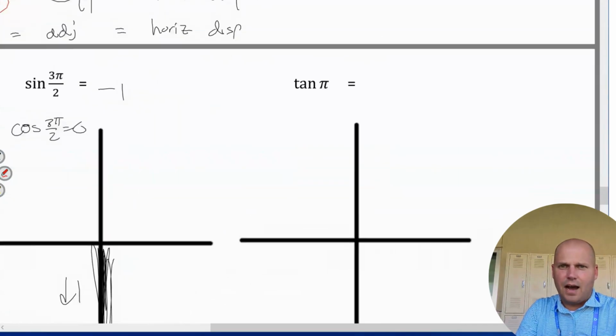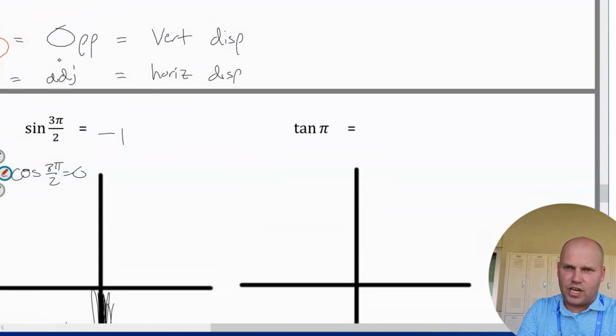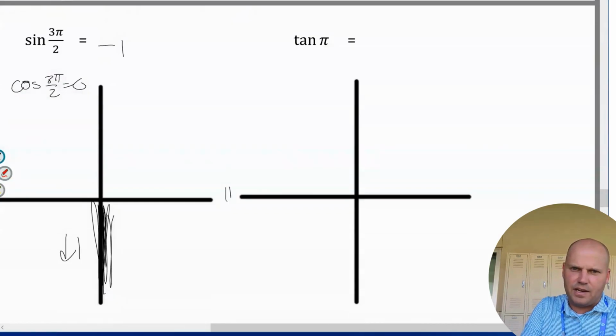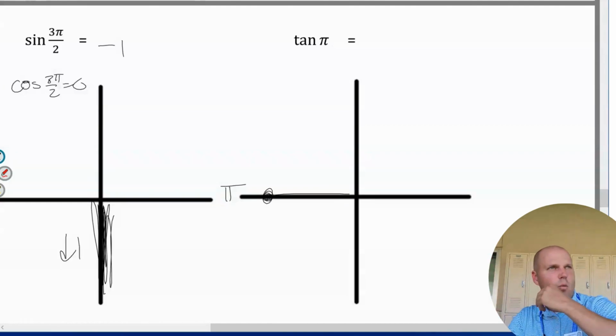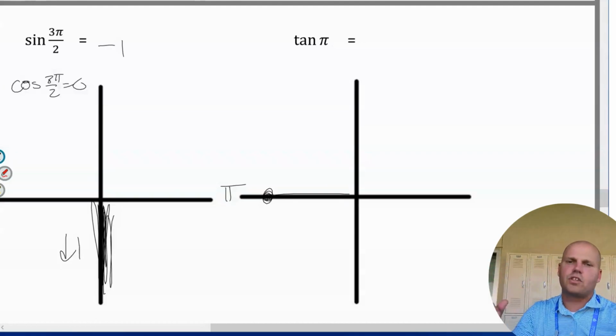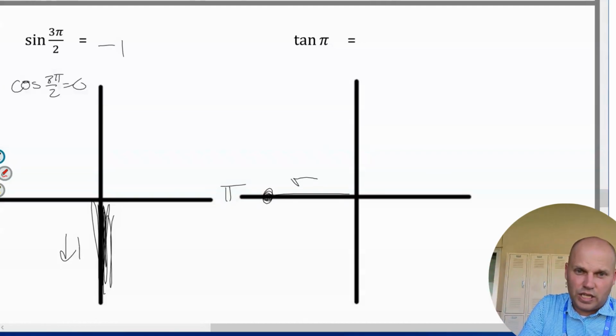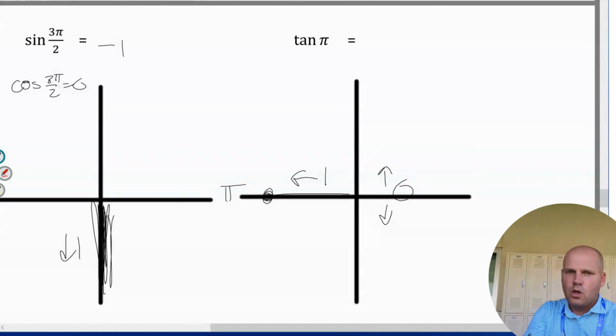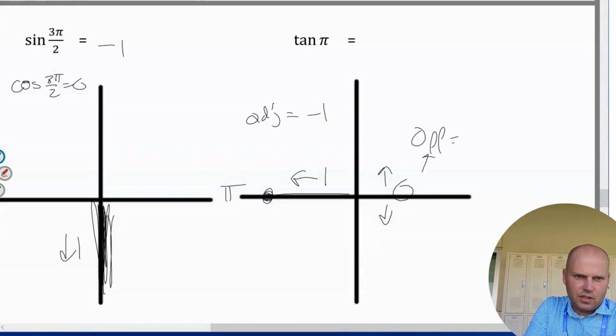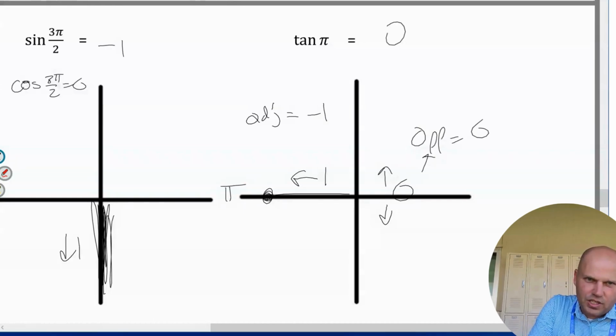Cool. Now, tangent being opposite over adjacent would be vertical over horizontal. So let's think about the tangent of pi. Here's pi. I get over here. I only go a unit of 1 away so that we have this hypotenuse of 1, this unit circle. And I go to the left 1. I do not go up or down at all. I'm just going to the left 1 from the origin. This is the adjacent. This is the horizontal. This is the opposite. This is the vertical.